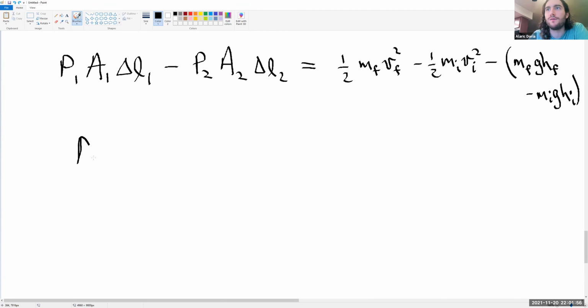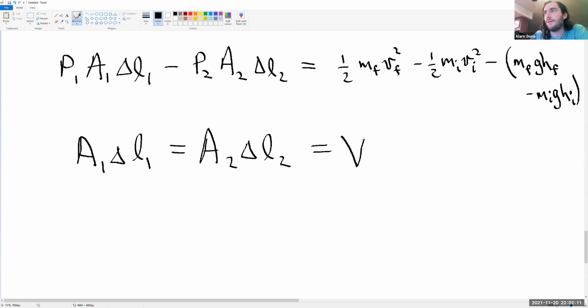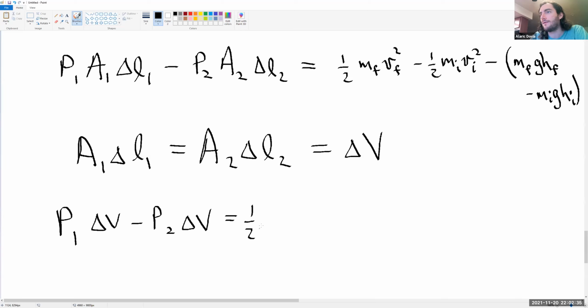If we have an incompressible fluid, A1 delta L1 is equal to A2 delta L2. So we can write then that this is simply equal to the volume of the segment. So let's call it delta V here. This is just a volume element of the fluid inside the pipe. So if we do that, then our expression simplifies greatly. So P1 delta V minus P2 delta V is equal to 1/2. And again, it's the same amount of mass in these.